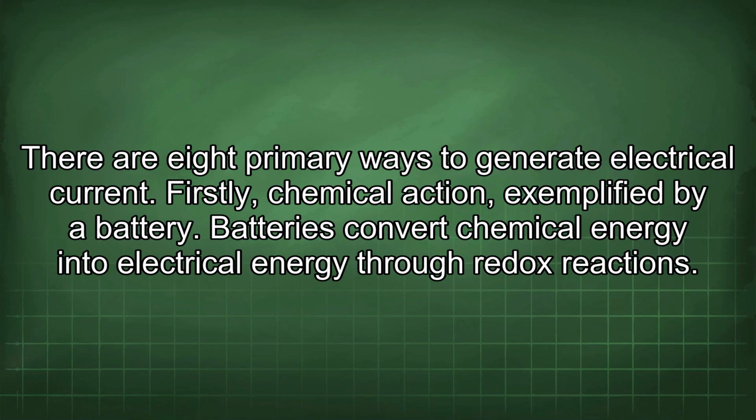There are 8 primary ways to generate electrical current. Firstly, chemical action, exemplified by a battery. Batteries convert chemical energy into electrical energy through redox reactions.